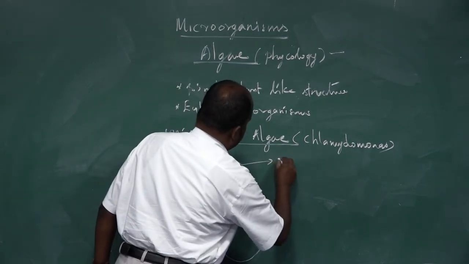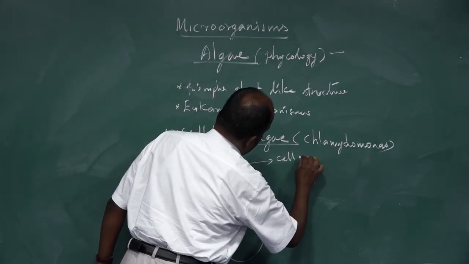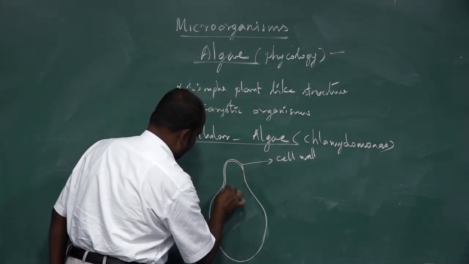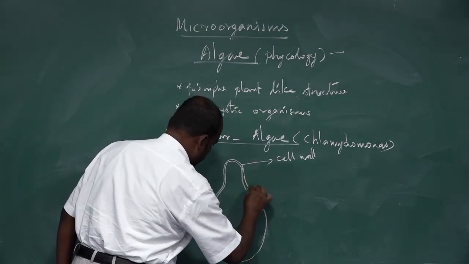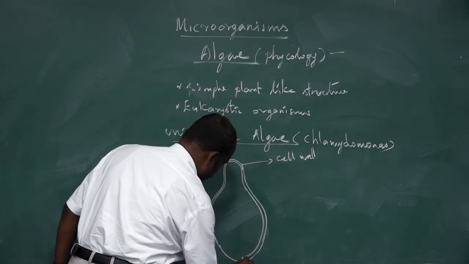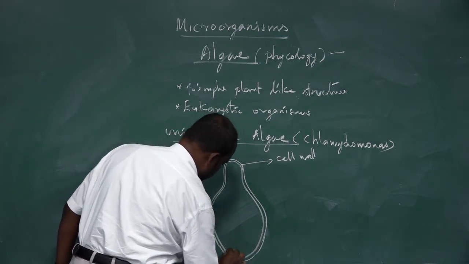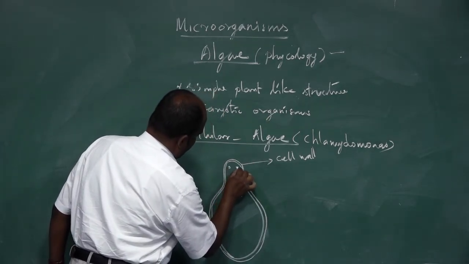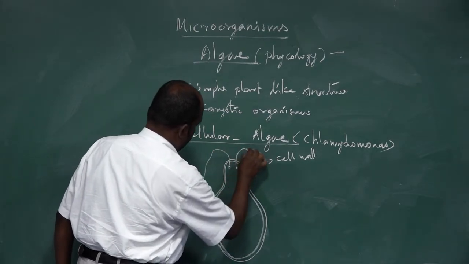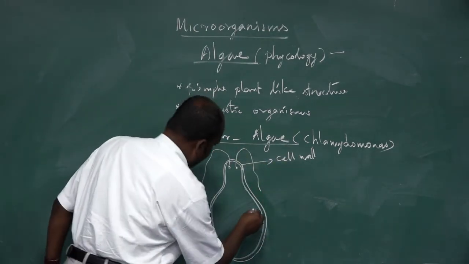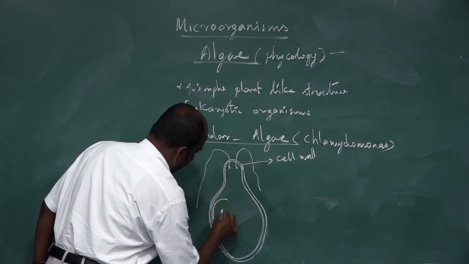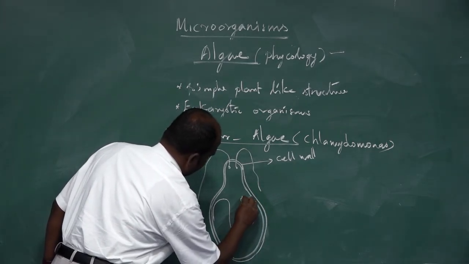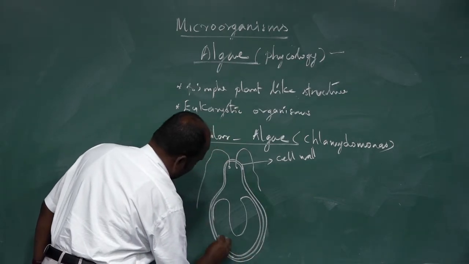This is called the cell wall. Inside the cell wall is the cell membrane. This is called the red color eye spot. Another one is the cup shaped chloroplast, present in the unicellular alga Chlamydomonas.